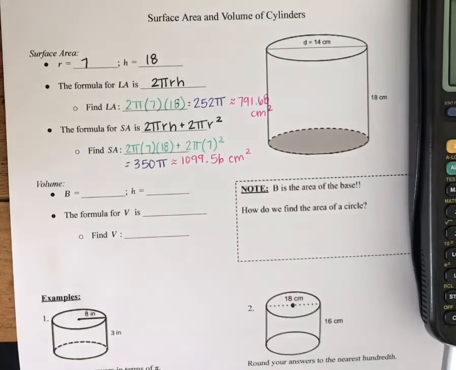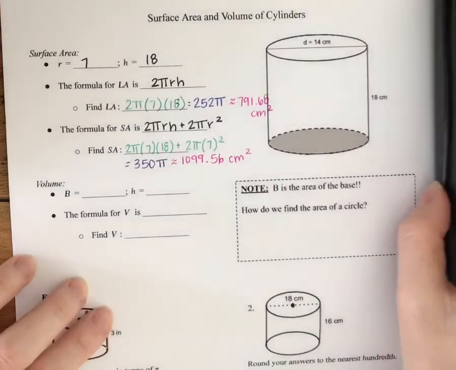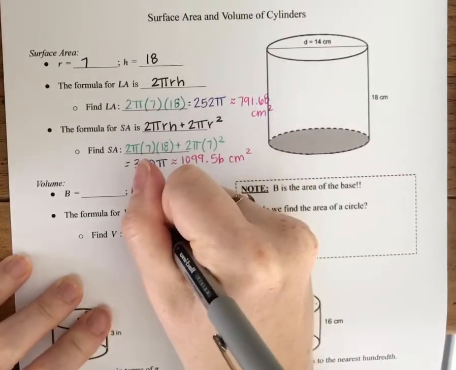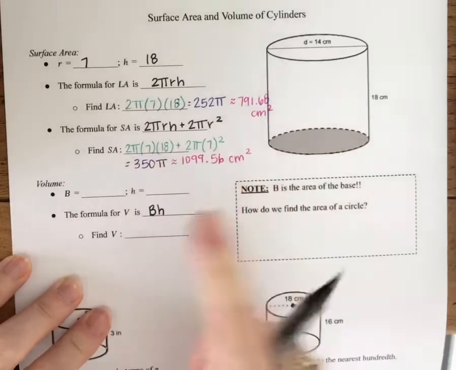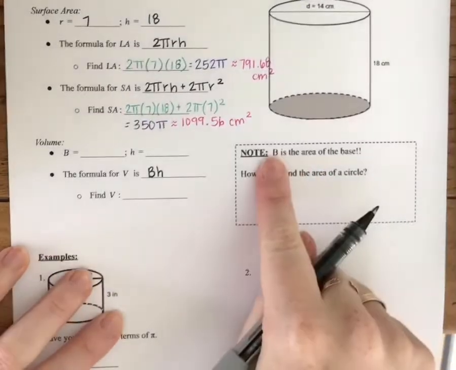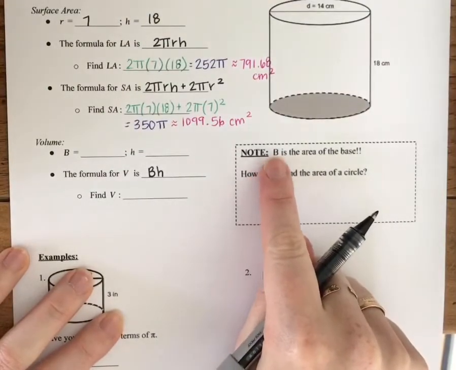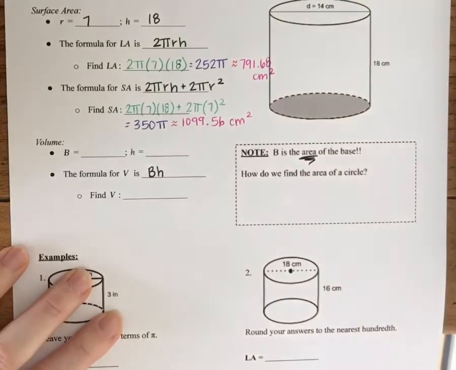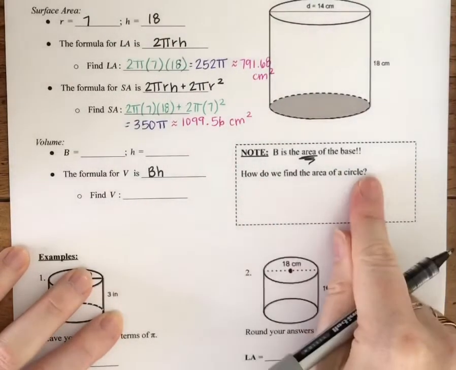All right, and then for volume, the formula for volume of a cylinder is actually the same as it is for a prism. Your formula chart is going to tell you that the formula for volume of a cylinder is capital B times H. Now, quick note: capital B, remember, is the area of the base. It's not the radius, it's the area of the base. The base is a circle.